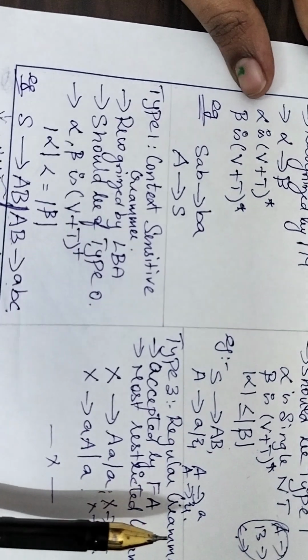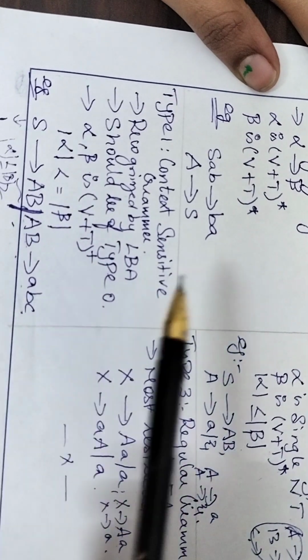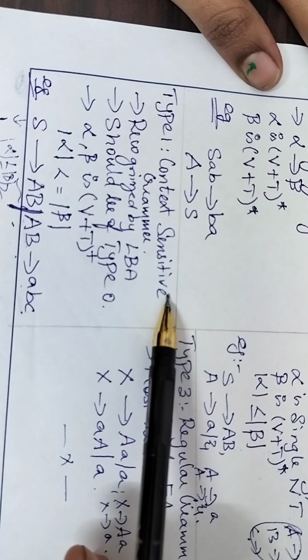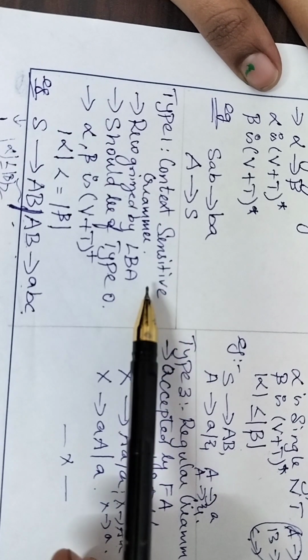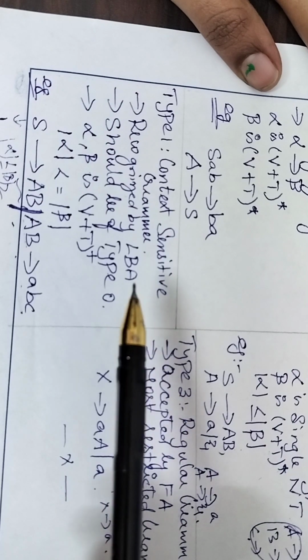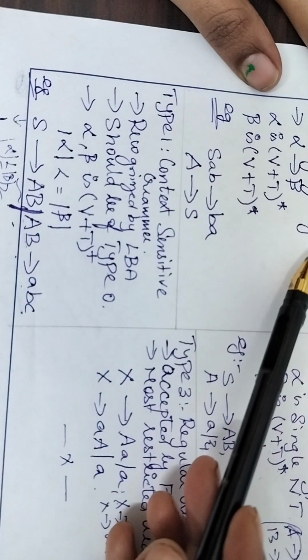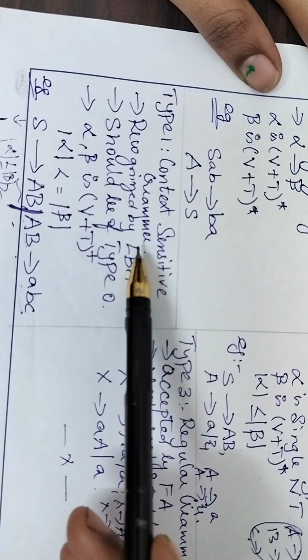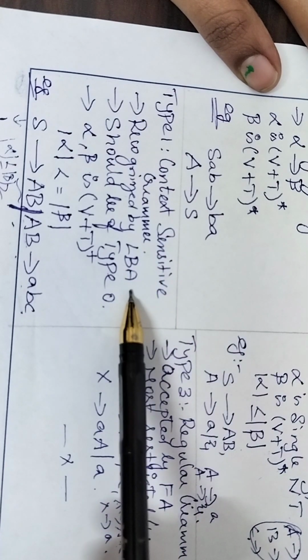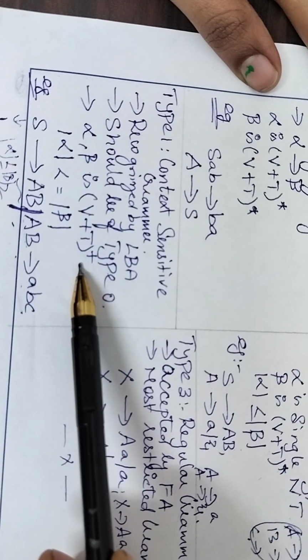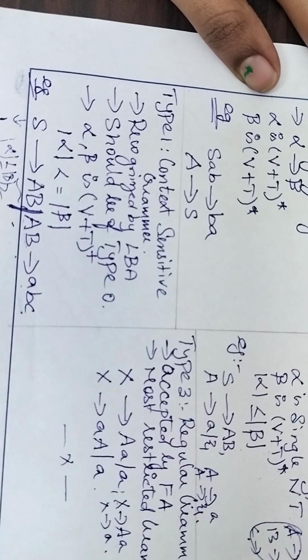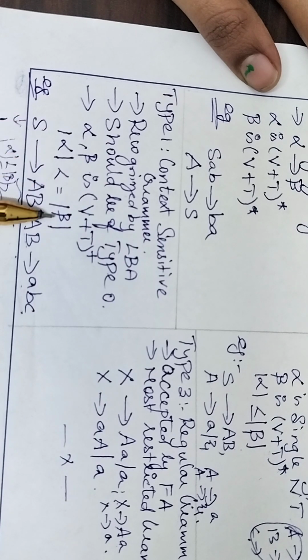When you come to type 1, that is called context sensitive grammar. This is recognized by the linear bound automata. If a grammar production rule should be type 1, then first of all it should be of type 0. Then only it can be a type 1. As I told you, it can be recognized by the LBA, which is linear bound automata. And here alpha and beta should be one or more terminals or non-terminals. Also it has a rule that the count of alpha should be less than or equal to the count of beta.